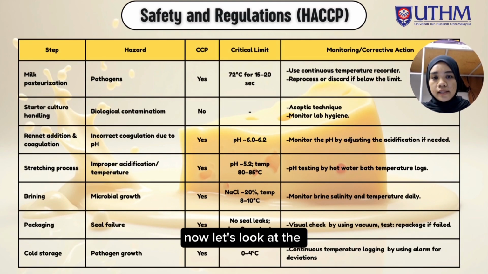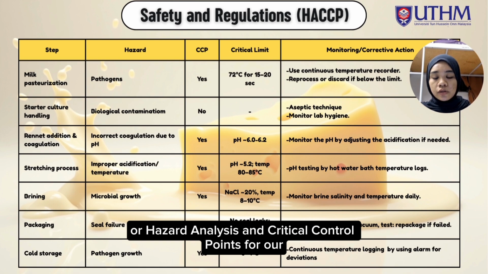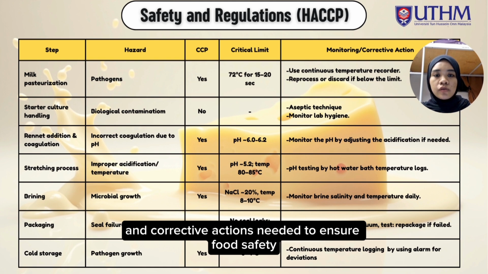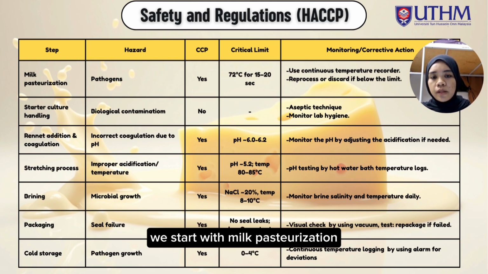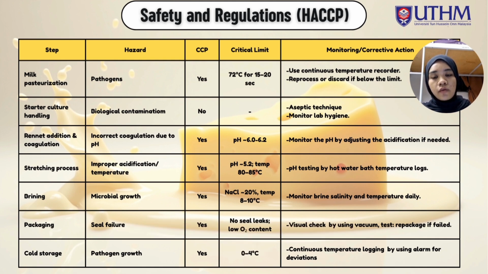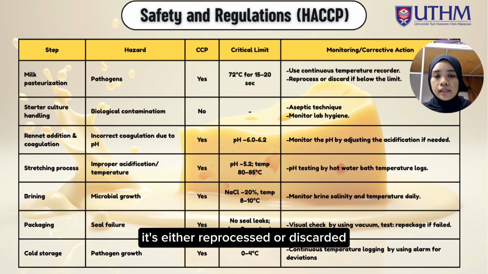Now, let's look at the HACCP, or hazard analysis and critical control points, for our cheese production process. This table outlines the key steps, hazards, and corrective actions needed to ensure food safety. We start with milk pasteurization, which is a critical control point to eliminate pathogens. The milk must reach 72 degrees Celsius for 15 to 20 seconds. If it doesn't, it's either reprocessed or discarded.